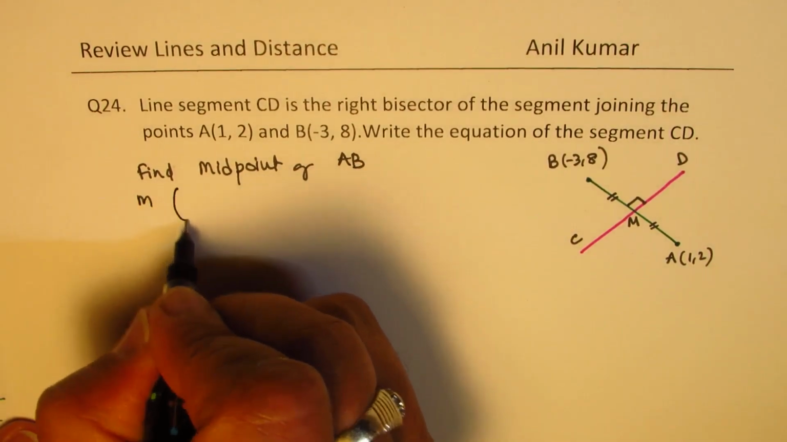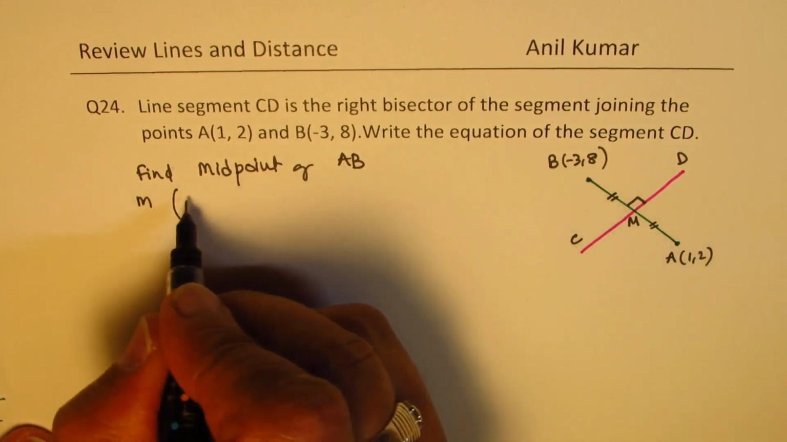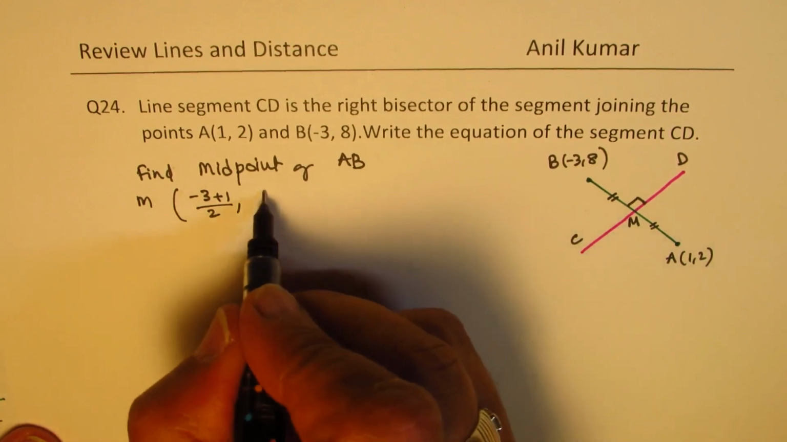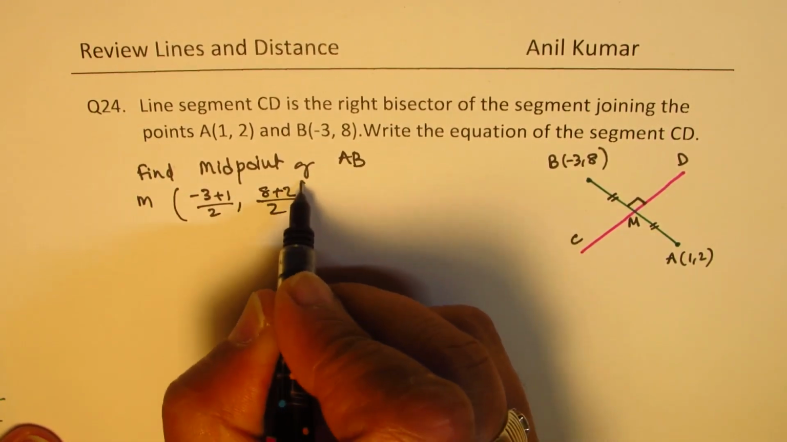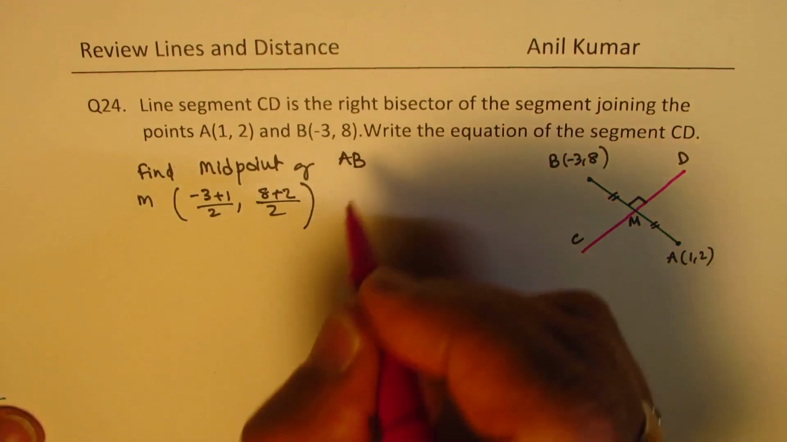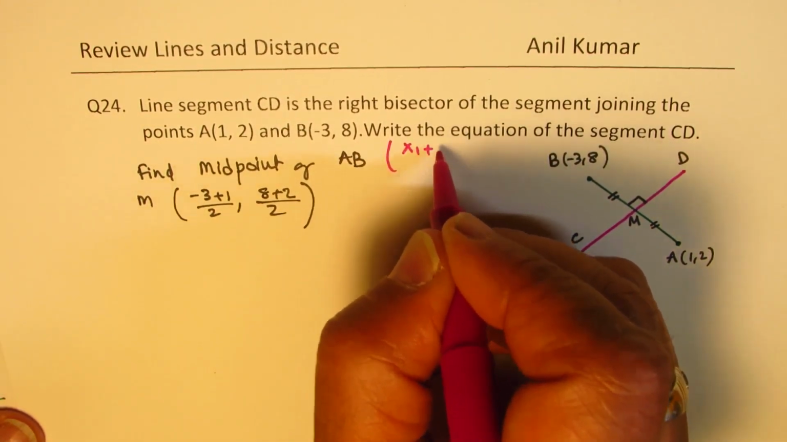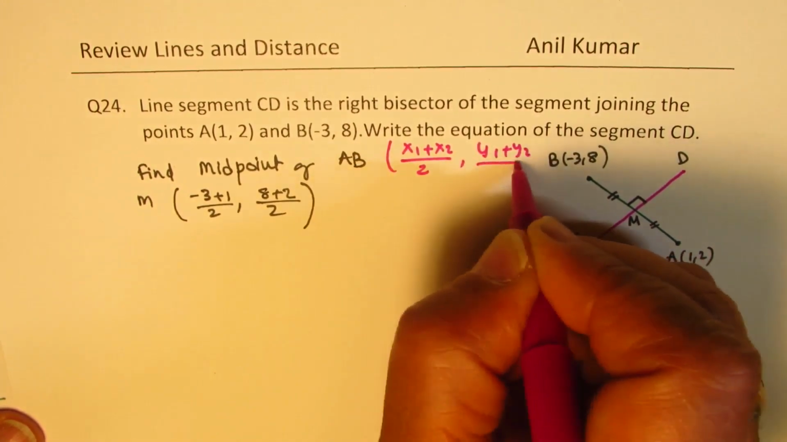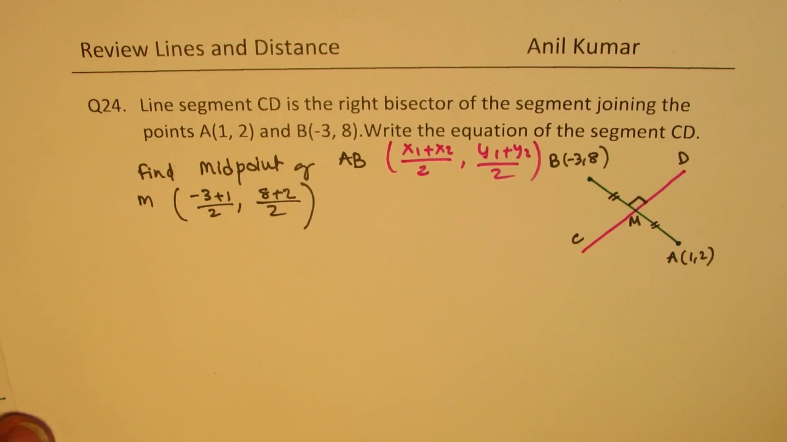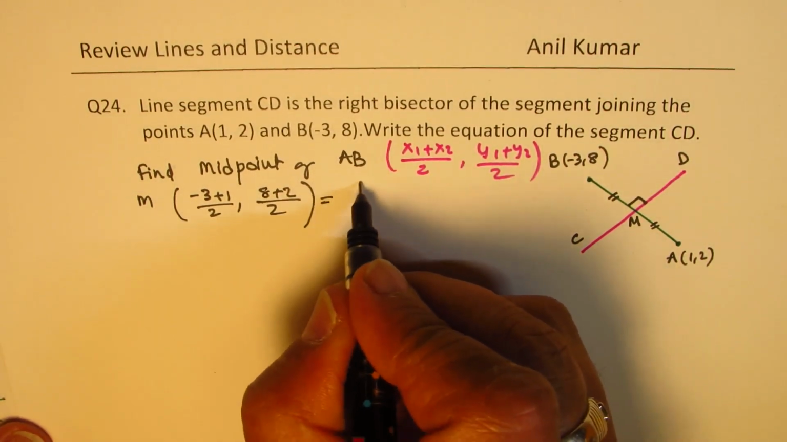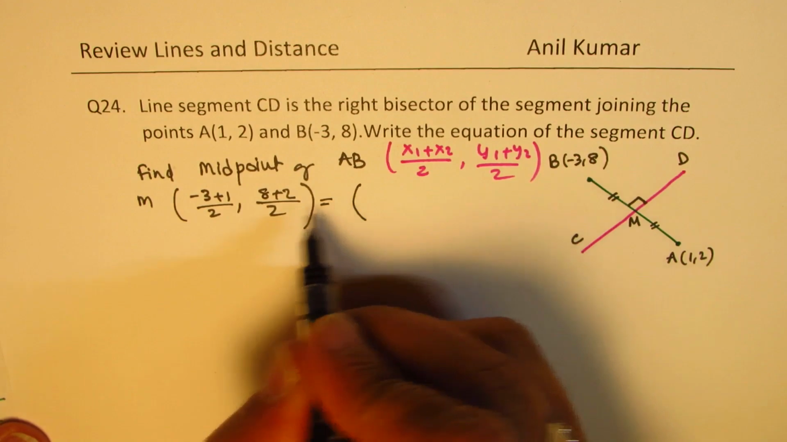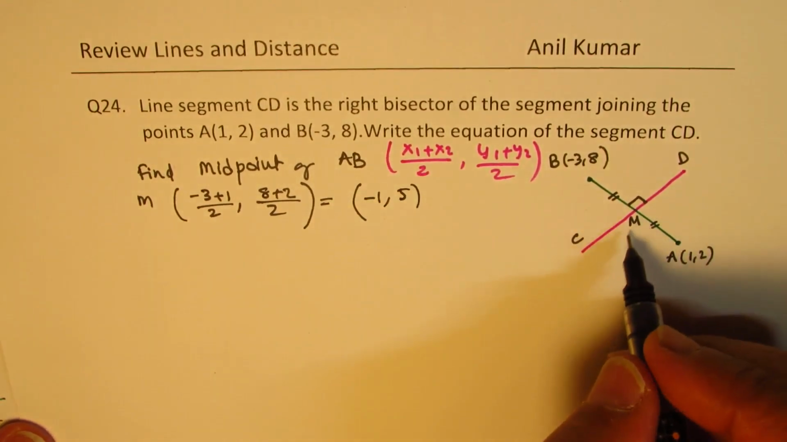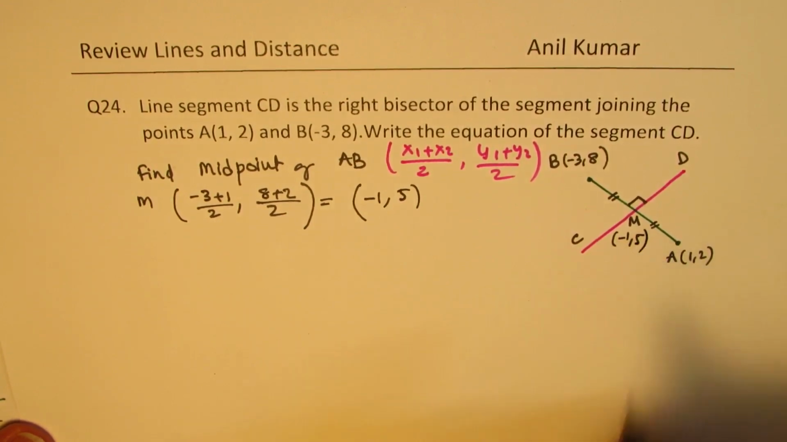So we'll say M is the average value. So we have minus 3 plus 1 divided by 2. Y value is 8 plus 2 divided by 2, right? So the midpoint formula is basically x1 plus x2 divided by 2, y1 plus y2 divided by 2, correct? So we apply this formula to find the midpoint, which is minus 2 divided by 2 is minus 1, 10 divided by 2 is 5. So we get this point as minus 1, 5.